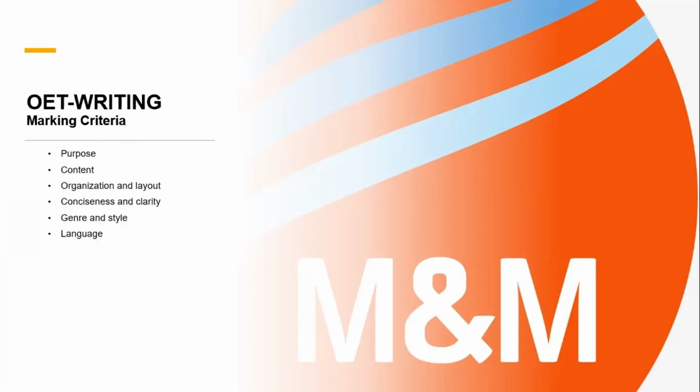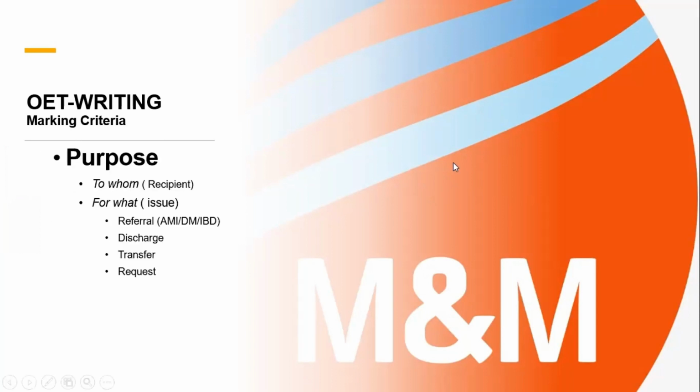Let's say this is the marking criteria you have to see here. First of all, we have the purpose of writing. To understand this, you need to know to whom you're writing this letter, who your recipient is, and second, what the issue is. Let's say you're writing this letter to the surgeon for a particular surgery. According to that information, you have to select the relevant details. Depending upon the relevance, we have to design the letter.